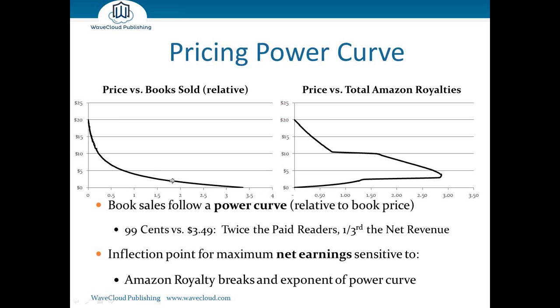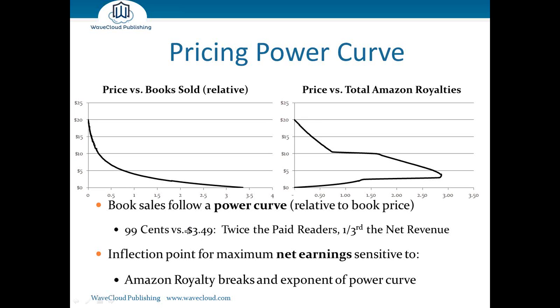The shape of this power curve is highly dependent on the exponent. And that's just a fancy way of saying, what's your genre look like for pricing? How big is your author brand? Is this book part of a series? How well known are you? How many stars do you have? And how many reviews do you have? So the shape of this power curve, which directly affects where your maximum revenue is in terms of availability, dictates whether $3.49 is your revenue maximizing price or whether it should be $4.99 or $3.99 or $2.99.